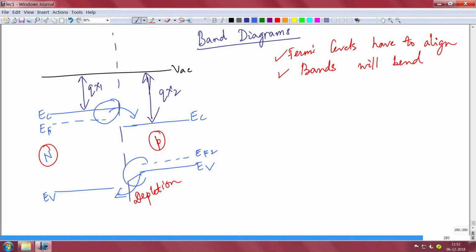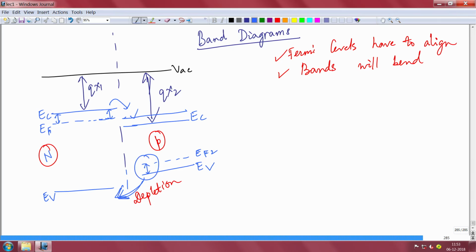When I say depletion, I mean that the spacing between your Fermi level and the conduction band edge will increase, because electrons are going from here to here and depleting. Similarly, the gap between the Fermi level and the valence band on this side also has to increase, because holes are coming from the right to the left and it's getting depleted.